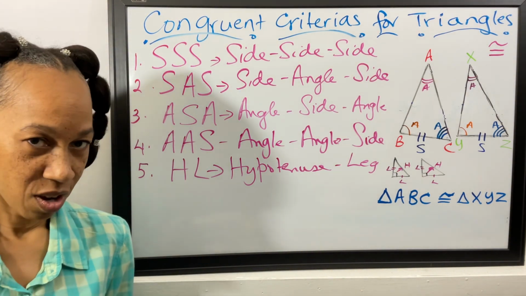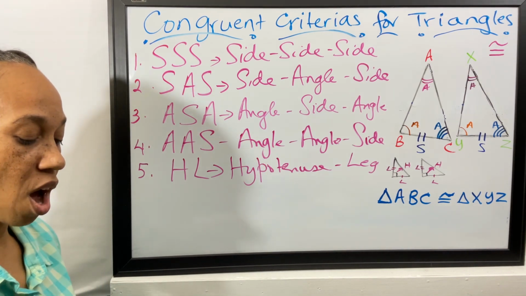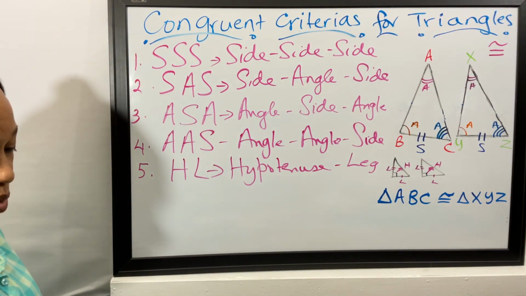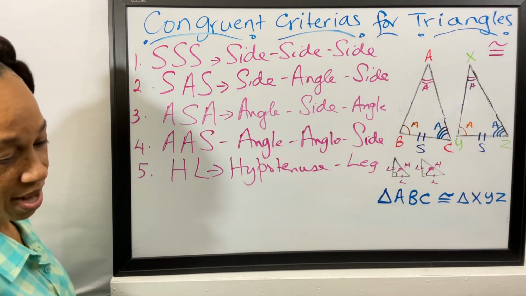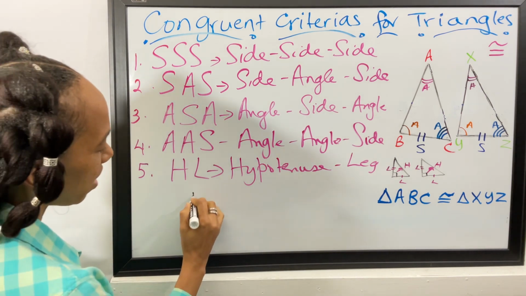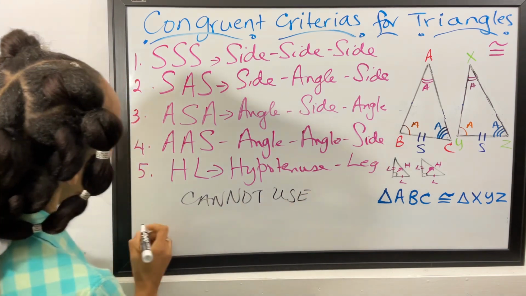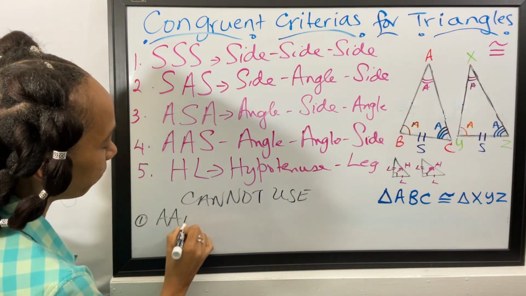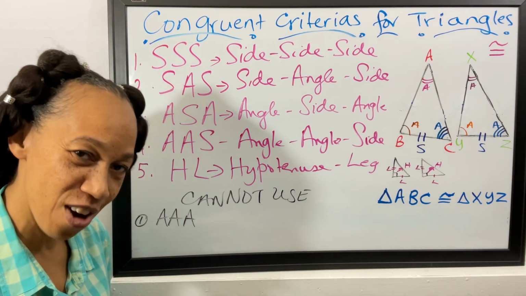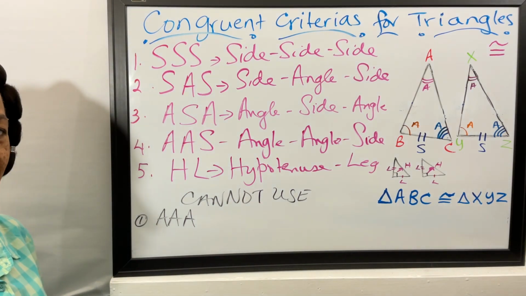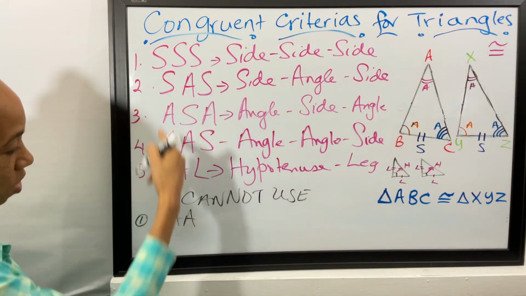Now, those are the 5 congruence criteria that you can use. But there are 2 congruence criteria that we cannot use. And I want to write it out, and I'm going to write the word cannot use. The first one, AAA. You can't use AAA to prove that 2 triangles are congruent to each other. You can't. All right? That's not enough. You have to use any one of those 5.